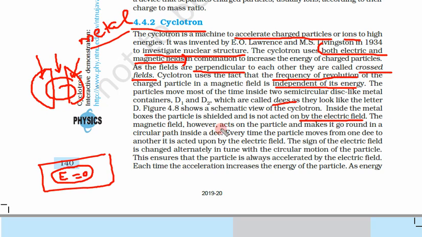The magnetic field, however, acts on the particle and makes it go round in a circular path inside the D. So inside these Ds, electric field is 0 and magnetic field is not equal to 0. Because of this magnetic field, particles move in circular paths.